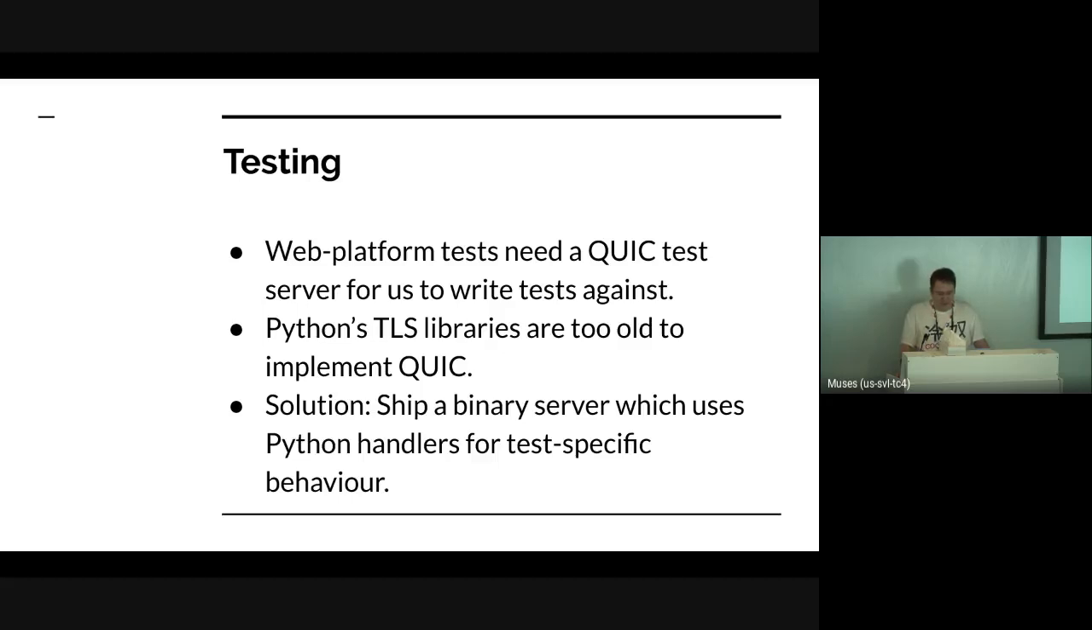So instead, we're going to ship a binary server with the web platform tests. So basically, there'll be 3 versions of the binary server for Mac, Windows, and Linux. And then it will use Python handlers to have the specific behavior that we want. For example, one Python handler would just echo back anything you sent to the server. Another Python handler would refuse to accept your origin, and test various other edge cases of the protocol using various Python handlers.